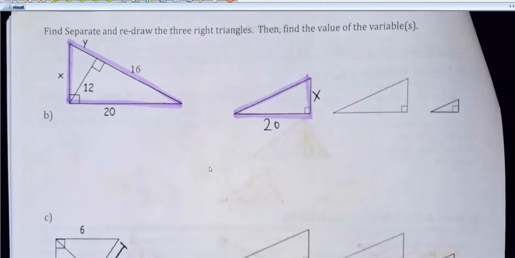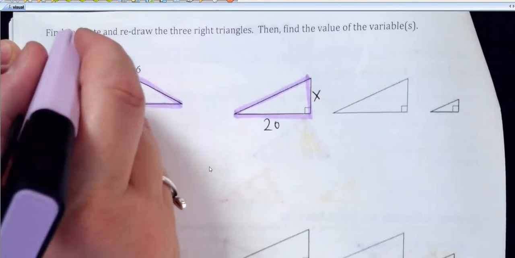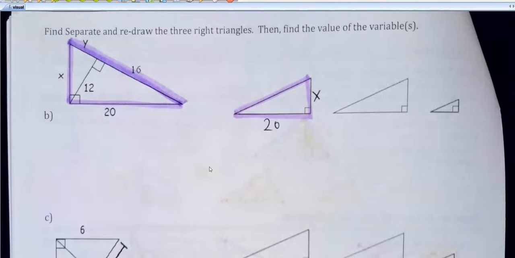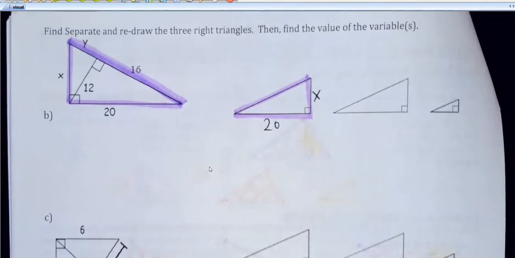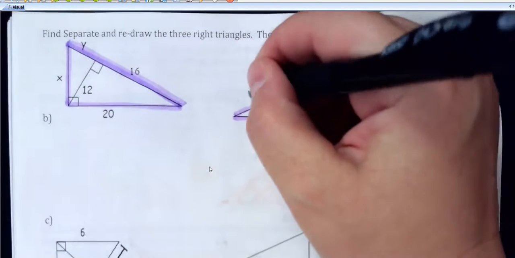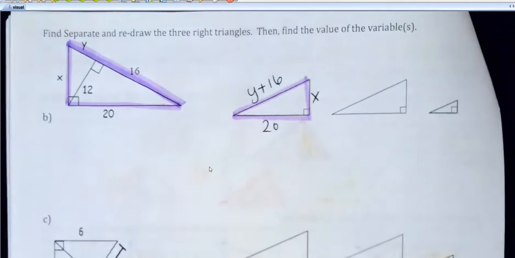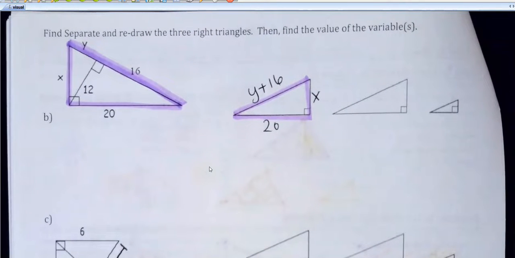It's kind of weird, right? So this whole thing is the hypotenuse. And I don't know what y is, right? If it was a number, we could add it to the 16, but I don't. So I'm literally just going to do y plus 16, since I don't know what y is. If I had those two pieces, I would add them together to get the whole side. So that's why I'm going to put a little plus sign there.